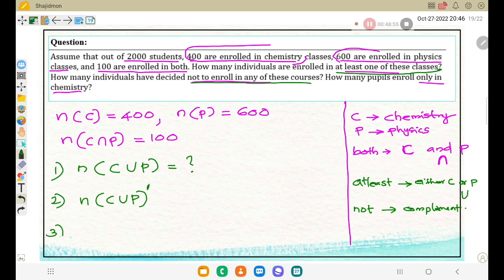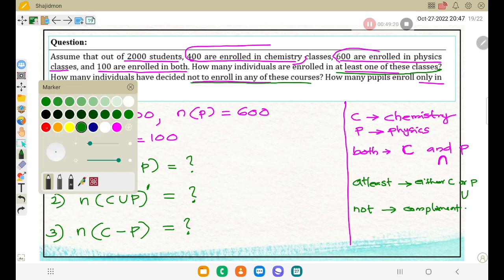Now the third question: how many students enrolled only in chemistry, not physics? Only in chemistry means the number of chemistry students but not physics, which means C minus P. So this is the third question: the number of students in chemistry but not in physics, the number of C minus P. These are the three questions we need to do.